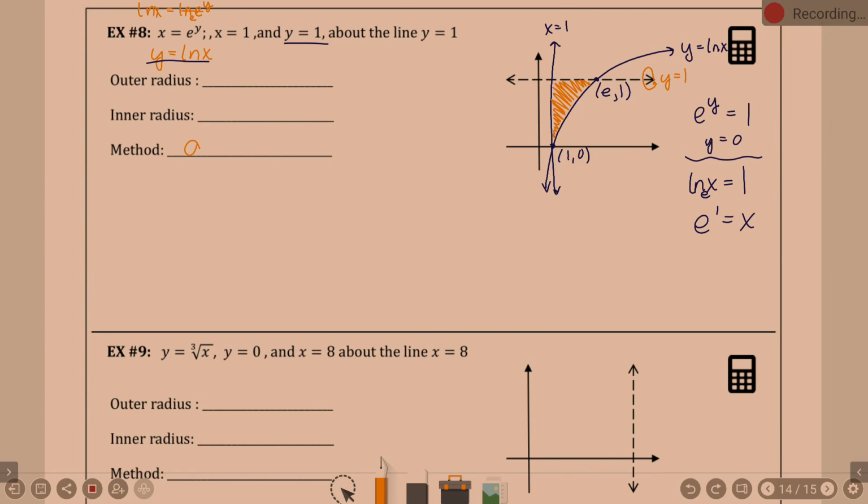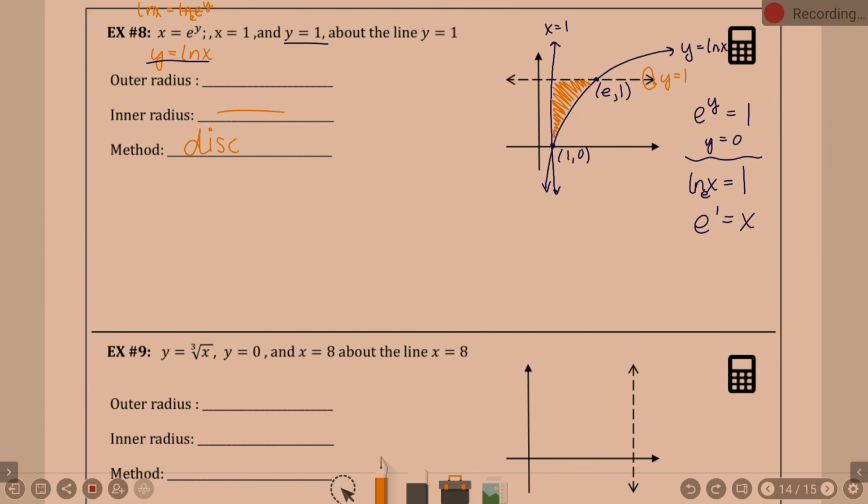This is a disk, because I'm bordering what I'm rotating about. Do I have an outer radius and inner radius? No, because I'm bordering against the axis, so there is no inner radius. We just need to know the outer radius, essentially.